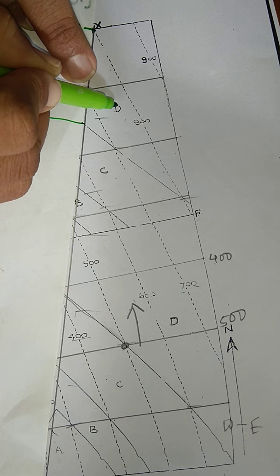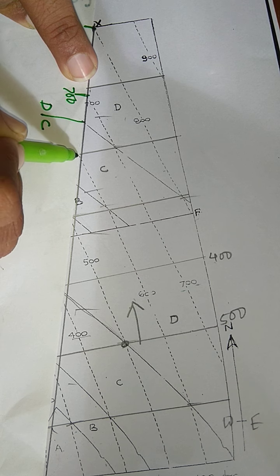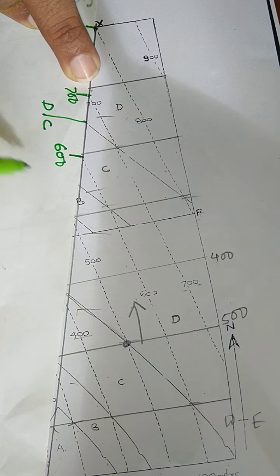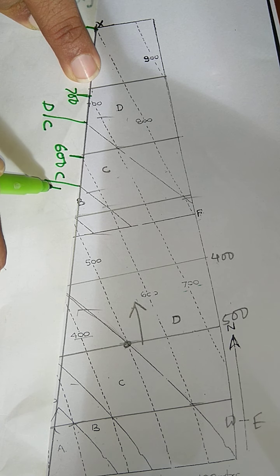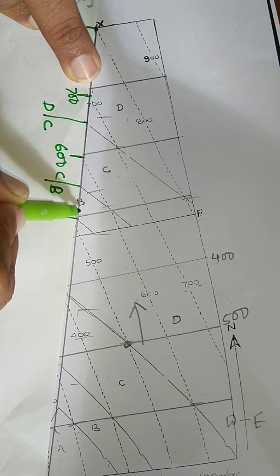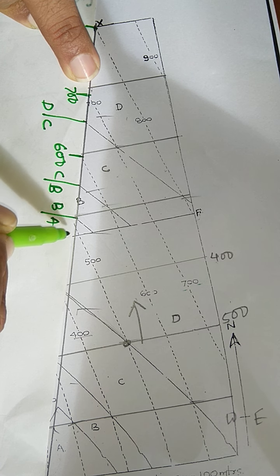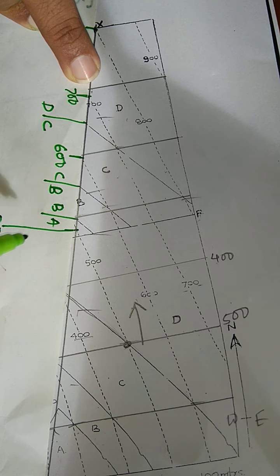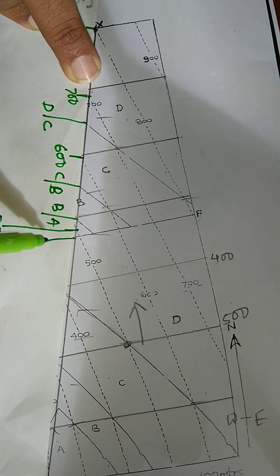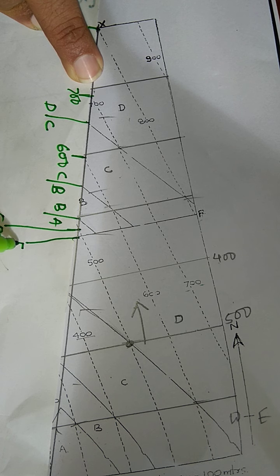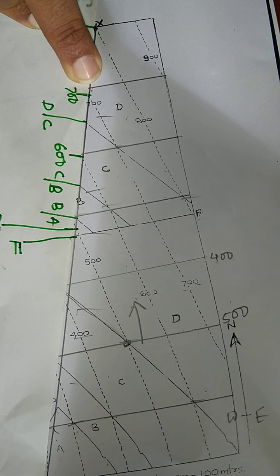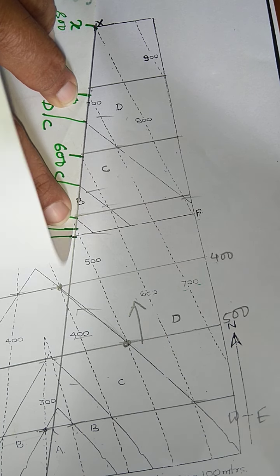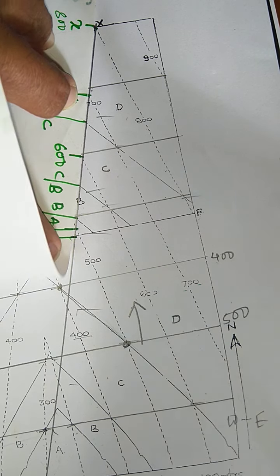Then there is a bedding plane DC. Then there is a contour of 600. Then there is a bedding plane that is CB. Then again there is a bed which is BA. Then there is a contour, which is 500. Then there is a fault. You can see this line is the fault line. So that also we are going to mark. At this point the fault is intersecting the XY line.